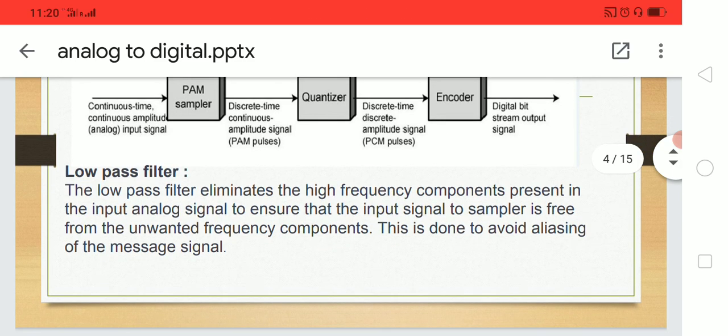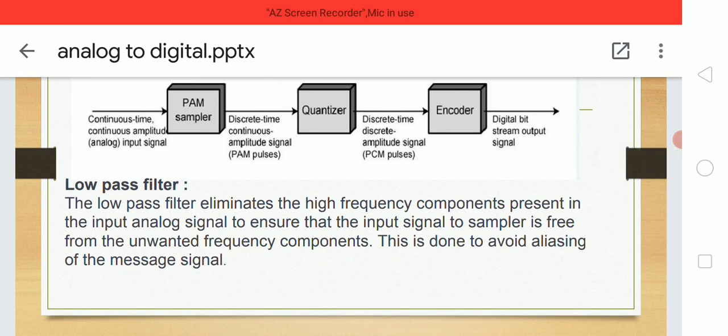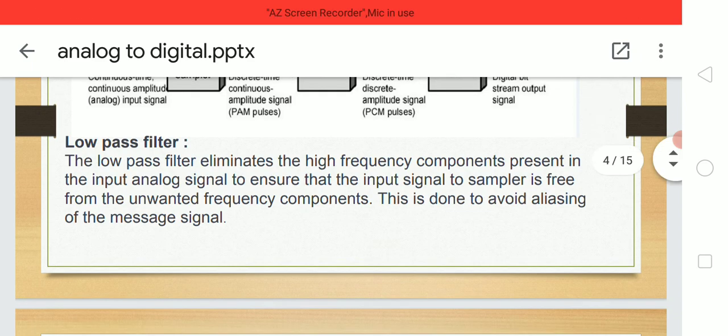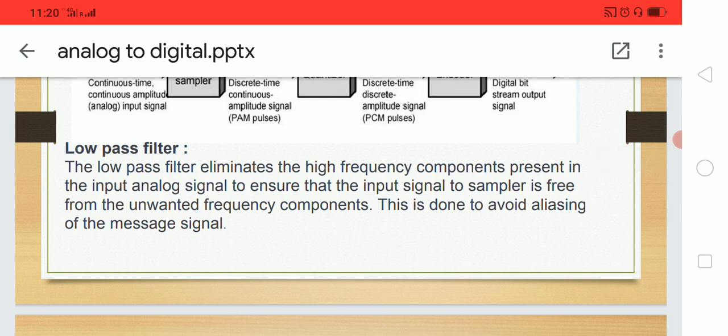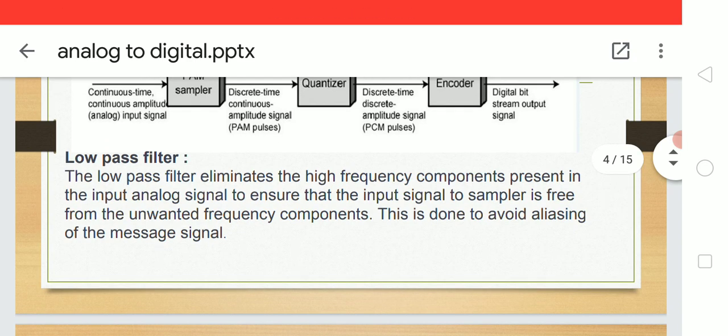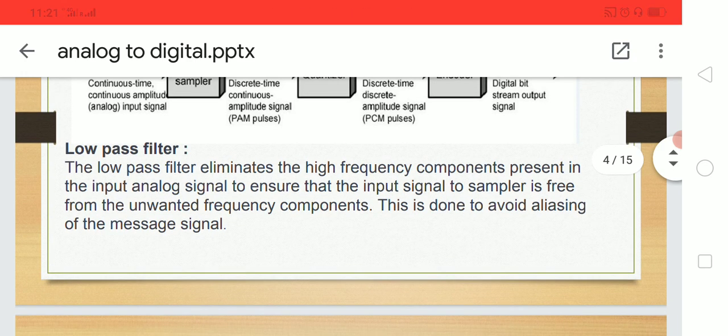Before the data is received by the sampler, there is a low pass filter. The low pass filter eliminates the high frequency components present in the input analog signal to ensure that the input signal to the sampler is free from unwanted frequency components. This is done to avoid aliasing of the message signal. The low pass filter avoids noise and removes unwanted signals.